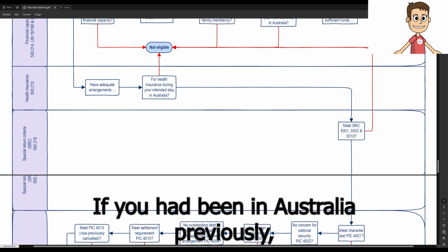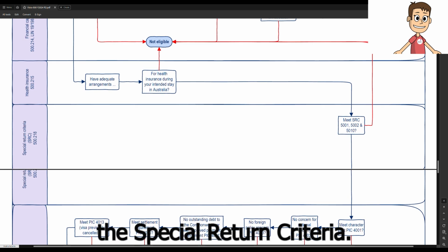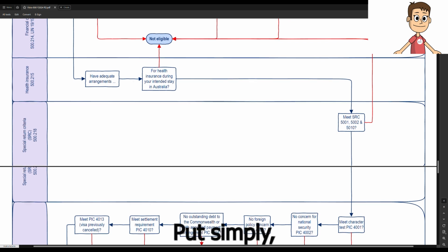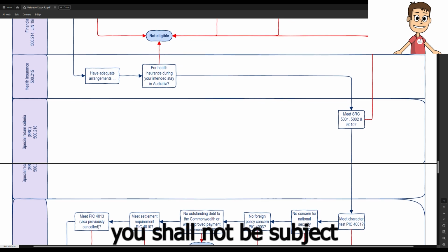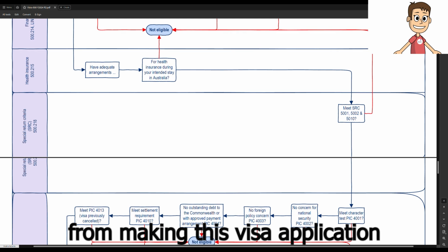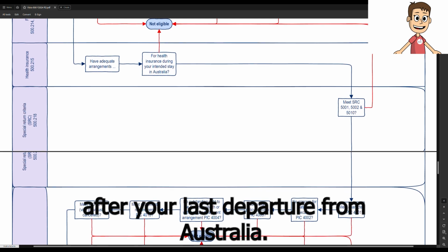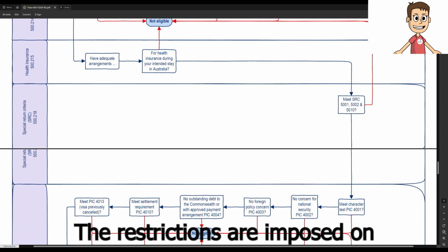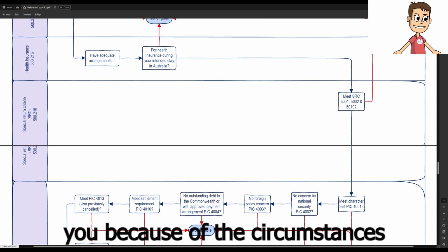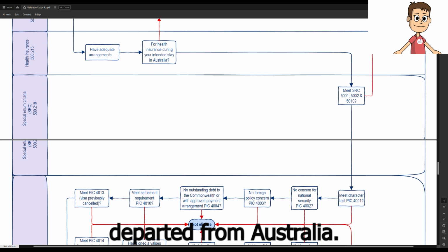If you have been in Australia previously, you need to satisfy the special return criteria. Put simply, you shall not be subject to any restriction which will stop you from making this visa application for a certain period after your last departure from Australia. The restrictions are imposed on you because of the circumstances under which you last departed from Australia.